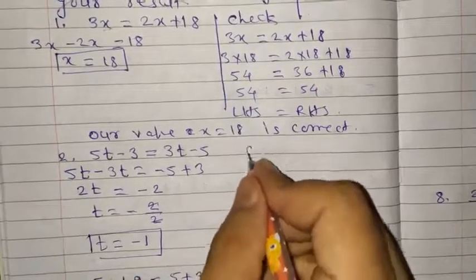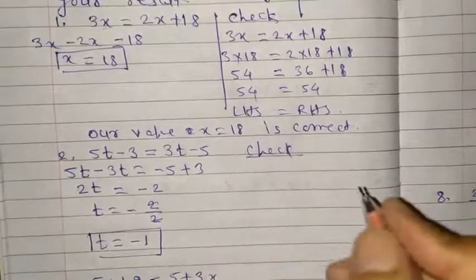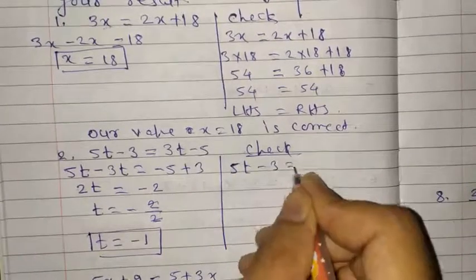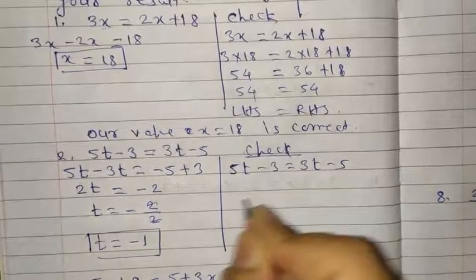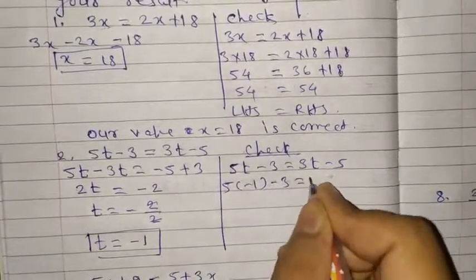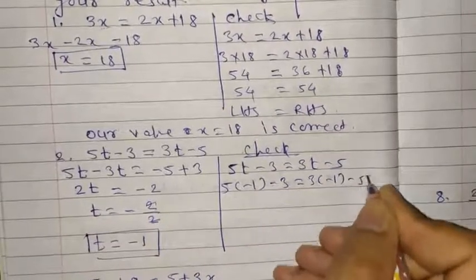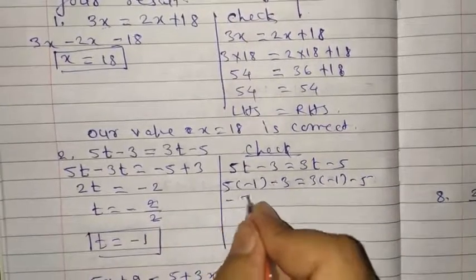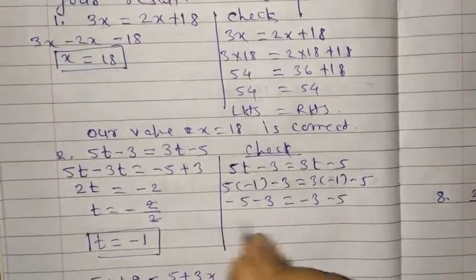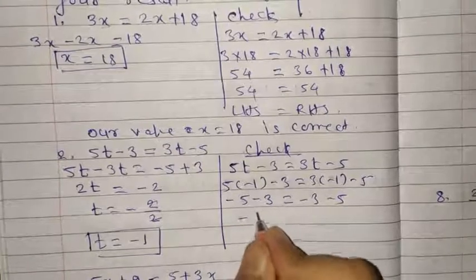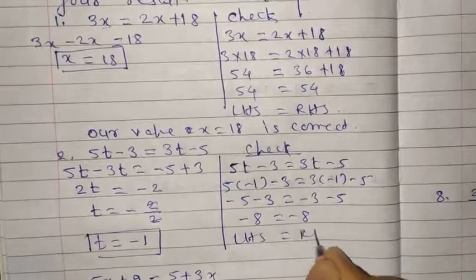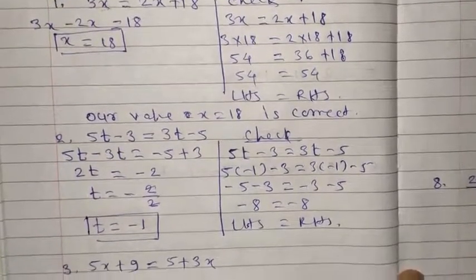Now we will check that. How will we check? You simply write the question as it is and then put the value. Then 5 into minus 1 is minus 5. Here minus 3 as it is. Here minus 3 minus 5. Here you see it is the same: minus 8 equals minus 8. So LHS equals RHS, so it means our answer is correct.